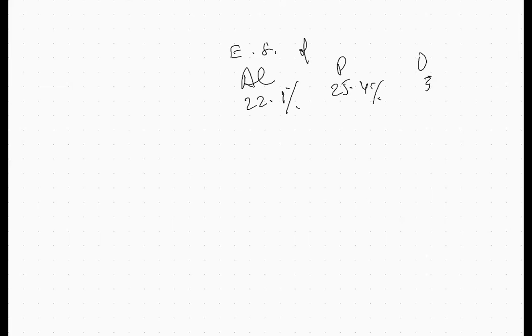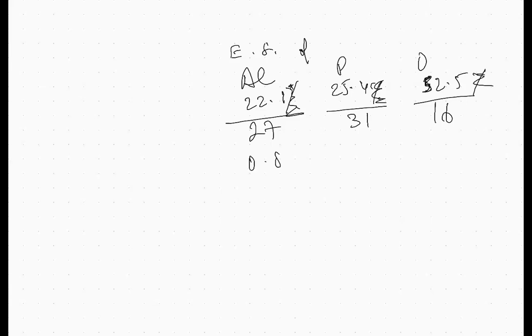You divide by the respective molar masses. So aluminum is 27, phosphorus, rounding as appropriate, 31, and oxygen 16. Ignore the percent signs; the compound is taken as 100 g. 22.1 divided by 27, I get 0.81, and 25.4 divided by 31, I get again 0.81. Oxygen, 52.5 divided by 16, I get 3.2.